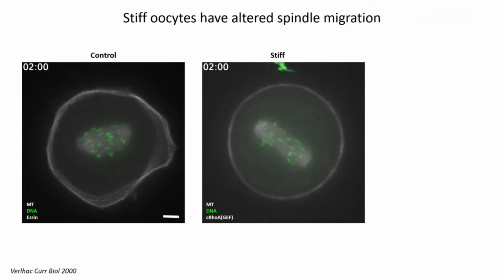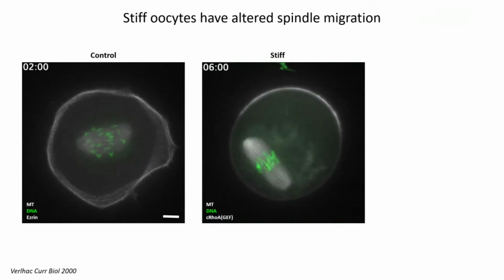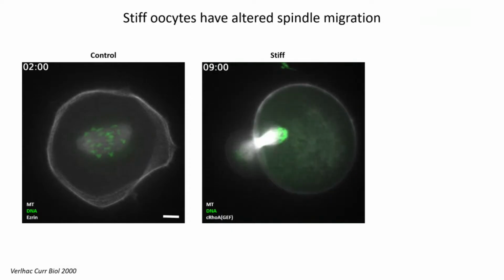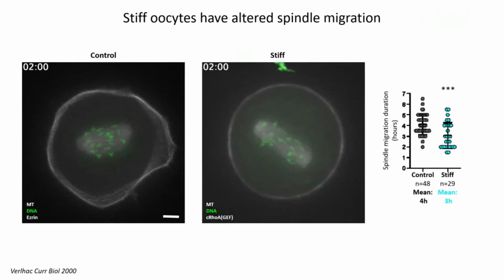and then you will have anaphase with the asymmetric division in size. In stiff oocytes, the spindle also forms in the center of the cell, but you see that when the polarization zone is created, it moves away from it and not in the same orientation. We measured the timing of spindle positioning in control and stiff oocytes. In control, it takes 4 hours, and in stiff oocytes, it takes 3 hours to displace, which is more comparable to the oil droplet displacement.